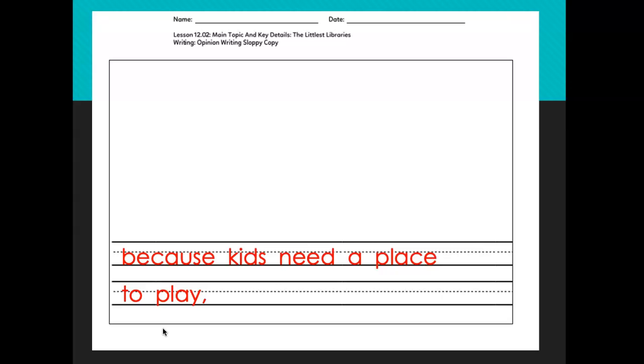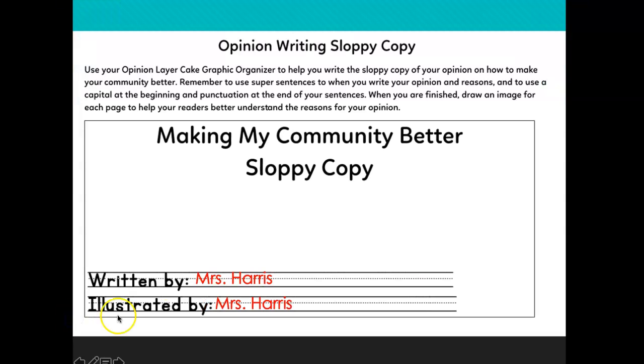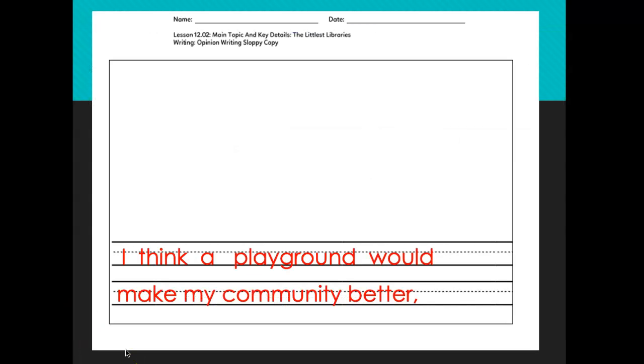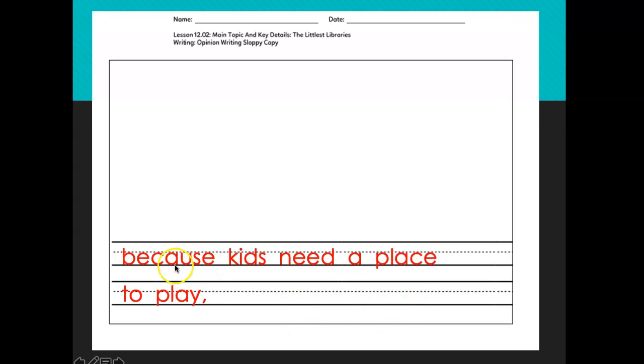Okay, so we have our title page, which just has our name. And like I said, if you're not using this special paper, you could save your title page for later. You don't need to do it now. We have our beginning sentence, I think, and then you're going to write what you think would make your community a better place with a comma. Do you have that? And we have our first reason, because, and then you finish that. Here's my reason. Do you have that?